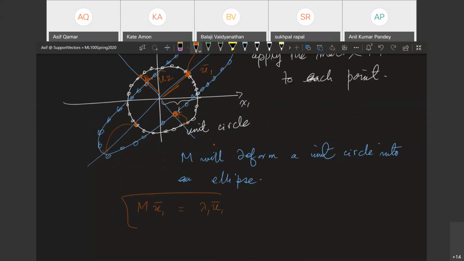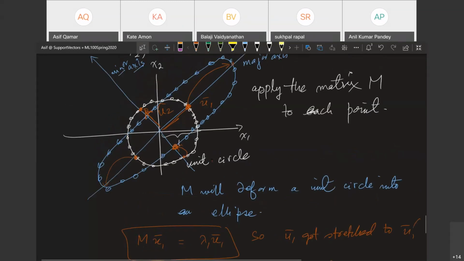Do you see, right? So U1 got stretched to U1 prime. Likewise, U2 got stretched to some lambda 2. Actually, it didn't get stretched, it got shrunk to U2 prime. Right? Do you see this, guys? I'm making some very simple statements. Yeah, it makes sense, isn't it?